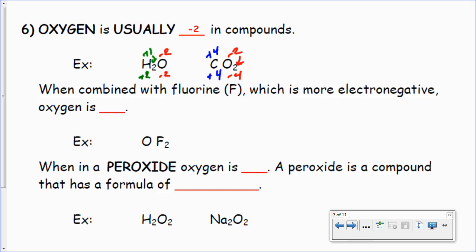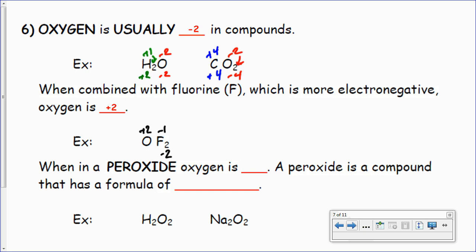When combined with fluorine, which is more electronegative, oxygen is +2. I've never personally seen that. Oxygen fluoride, no, doesn't happen. So that's an exception to the rule that we don't really like to follow. But fluorine always being -1 times 2, that's a -2.